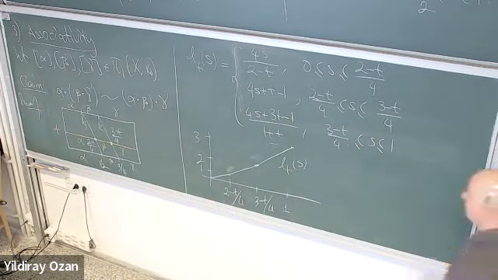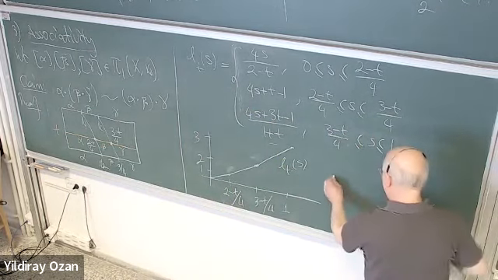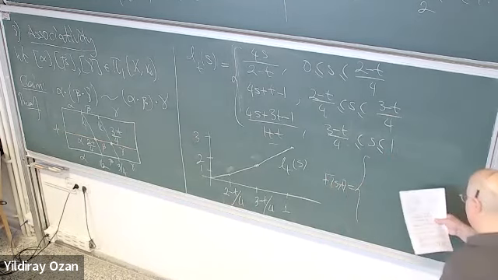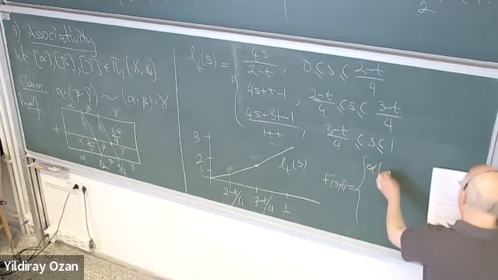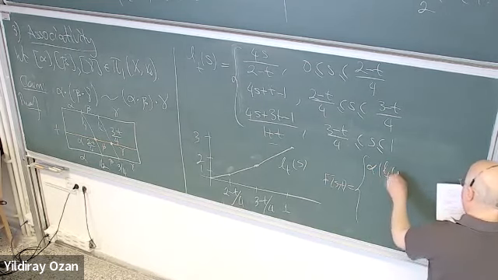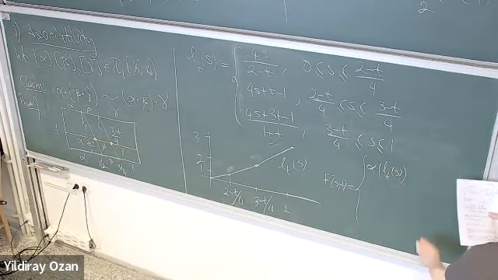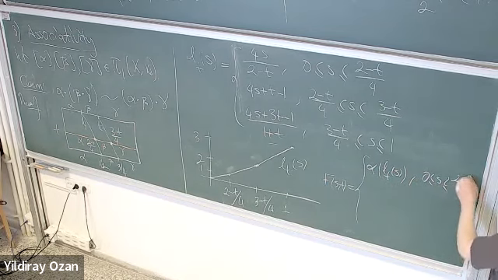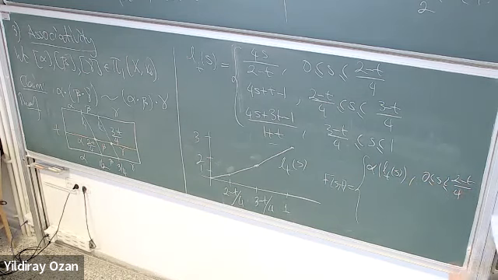Then what will we do? FST, our homotopy, is alpha of LTS of s, for s between 0 and 2 minus t over 4.